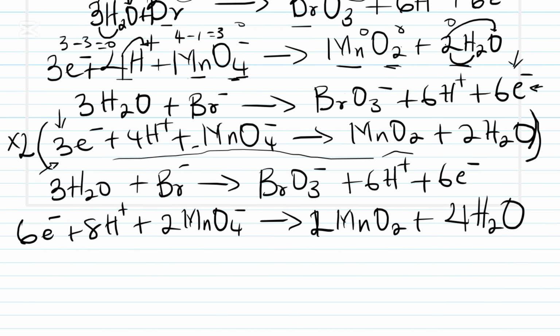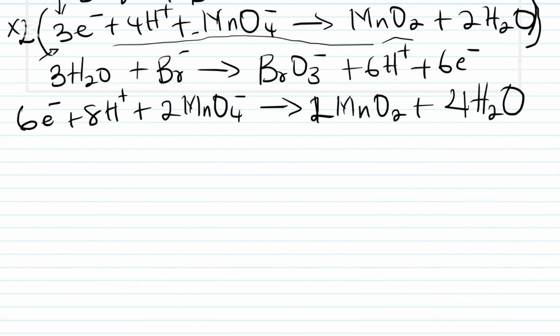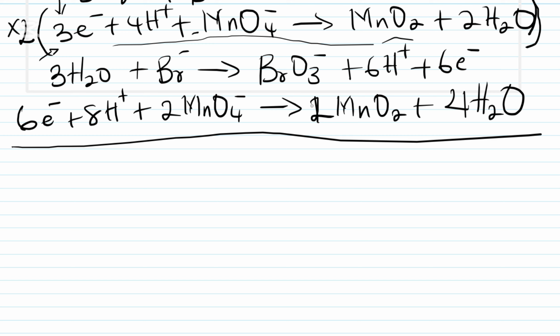What's the next thing to do? We're now going to cancel out what appears on both sides, right? So let's go ahead and draw our line to indicate that we are adding the reactions. This is a 2 right here. So 6e minus appears in the first reaction. It also appears in the second reaction. We cancel them out. So you must cancel out whatever appears on both sides. Let me use the red pen for clarity. We cancel out the 6e minus.